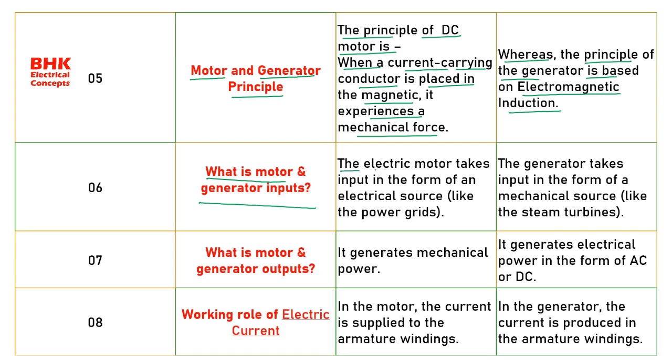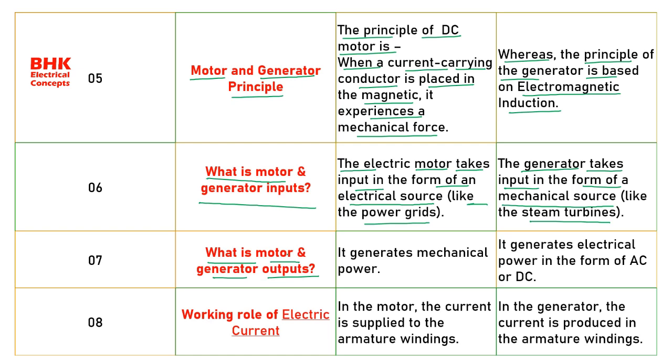Now see here, the electric motor takes input in the form of electrical source like power grids, but in case of generator, the generator takes input in the form of mechanical source like steam turbines. Okay, so these are the inputs we are applying for the motor and the generator. Now coming to another thing, that is what is the output we are getting from the motor and what is the output we are getting from the generator.